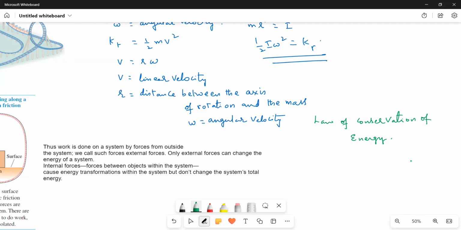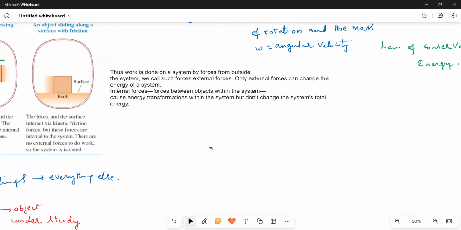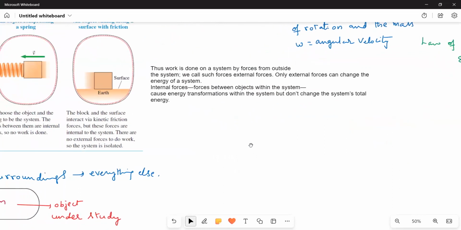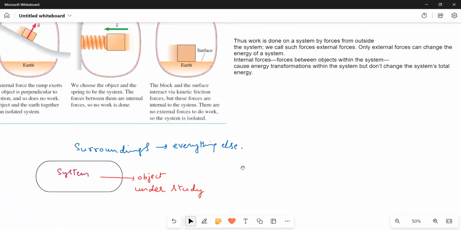No energy transformation takes place between the system and surroundings. I already discussed the system and surroundings. Whatever objects you are considering for the study are called the system, and the remaining things outside are called the surroundings. So in an isolated system, the total energy of the system remains constant. That is what is called the law of conservation of energy.